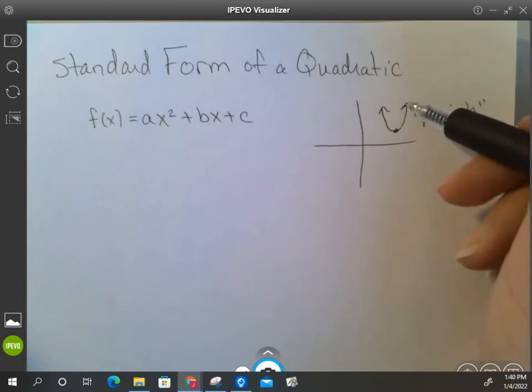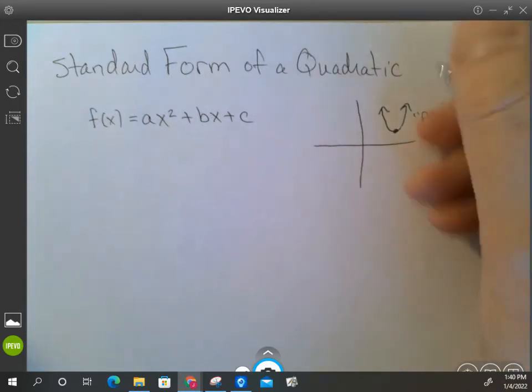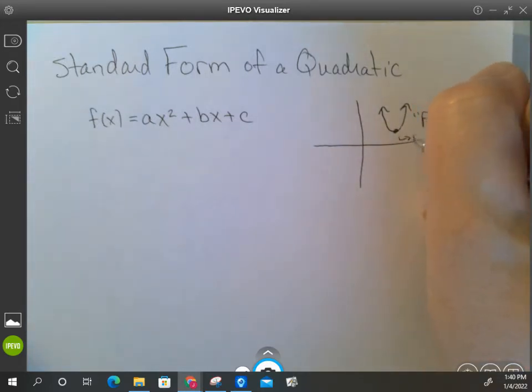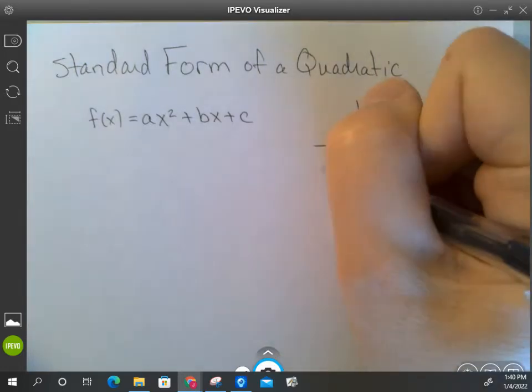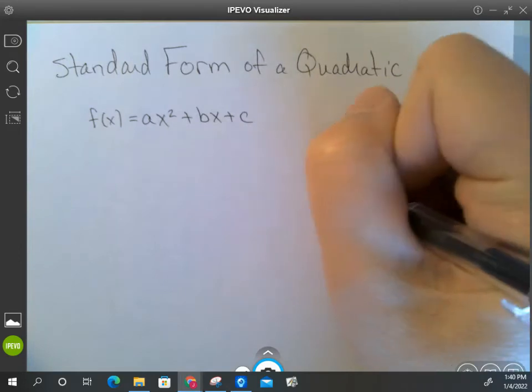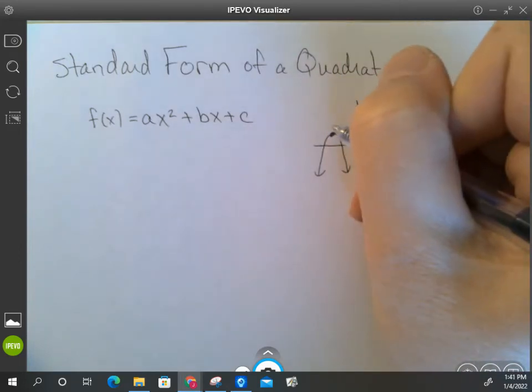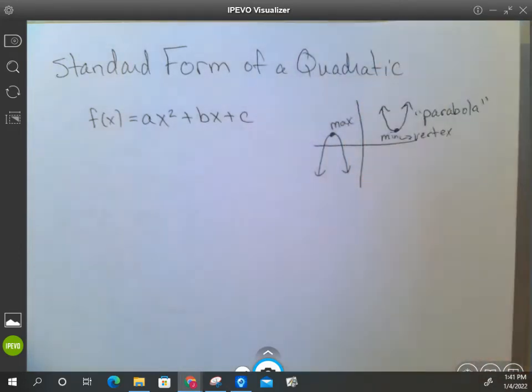All right. Now, every time you have this U-shaped curve, you have a vertex. And if your U-shaped curve opens upward, the vertex is at the bottom. So we would have a minimum. And if your graph happens to open downward, we have a vertex at the top, which would be a maximum.